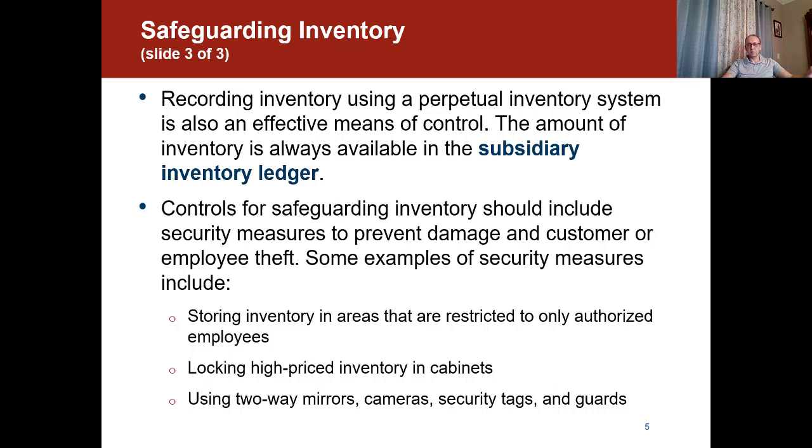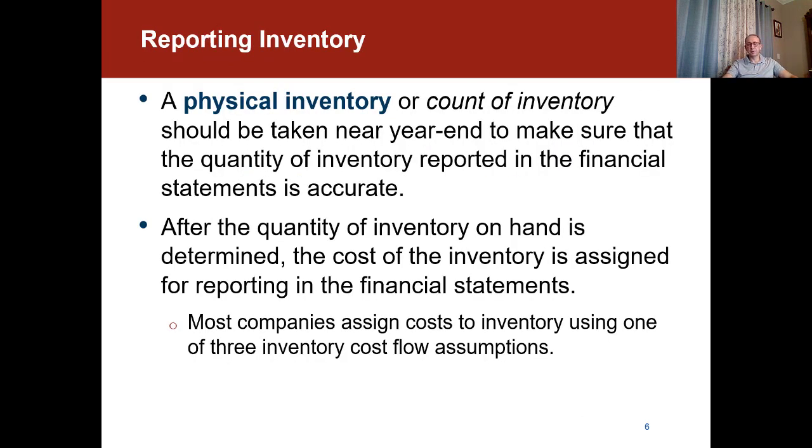And again, these grocery stores sometimes do some kind of research, and they found that these are some of the common products to be shoplifted. So also using two-way mirrors, this is very common in grocery stores and some other stores. They use cameras and security tags, like department stores, they do that. So again, these are different ways of safeguarding and protecting assets. Now let's talk about reporting inventory.